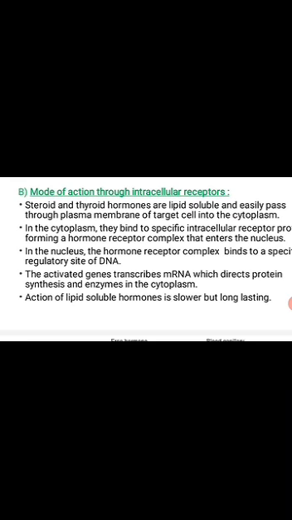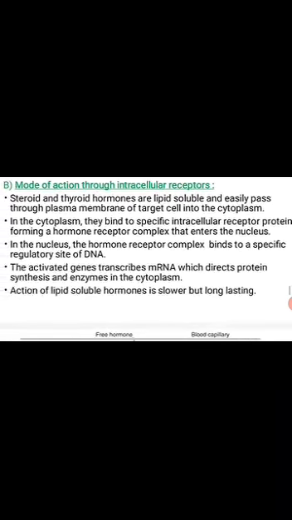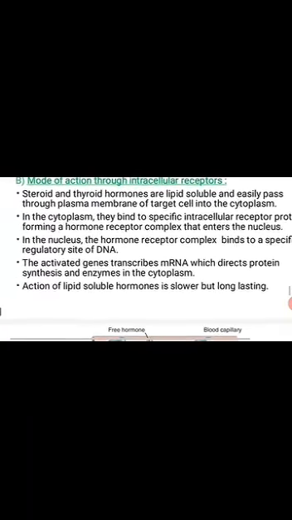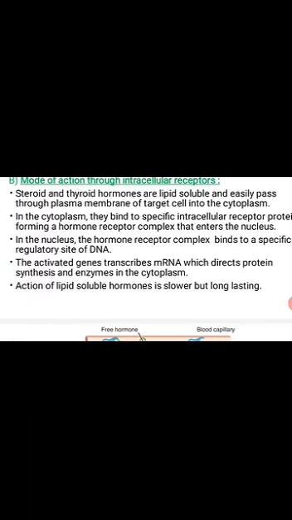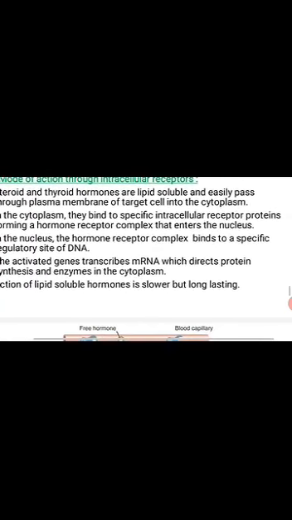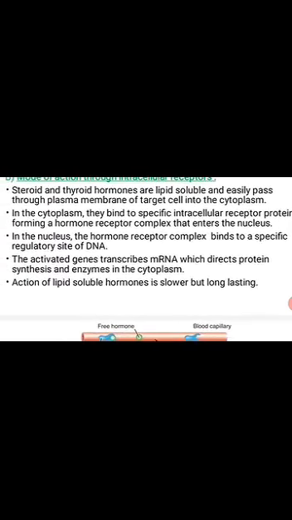When they enter the cytoplasm, they bind to the specific intracellular receptor proteins, forming a hormone receptor complex that enters the nucleus. So after entry in the cytoplasm, they bind with what? They bind with the specific receptor proteins, forming a hormone receptor complex. Now that complex enters the nucleus.